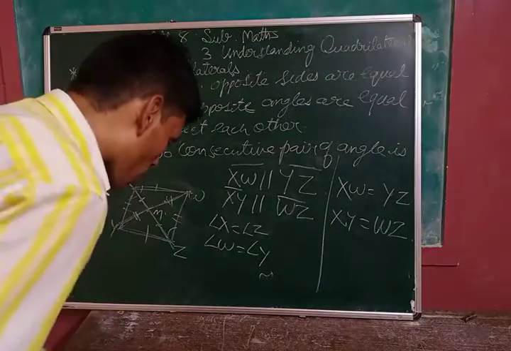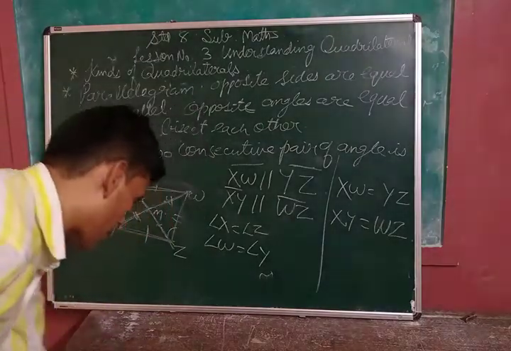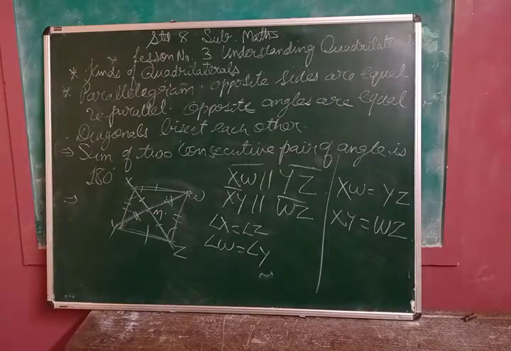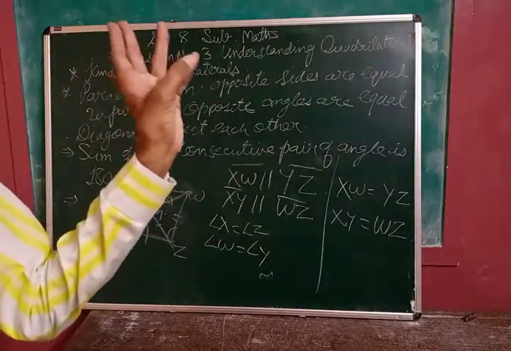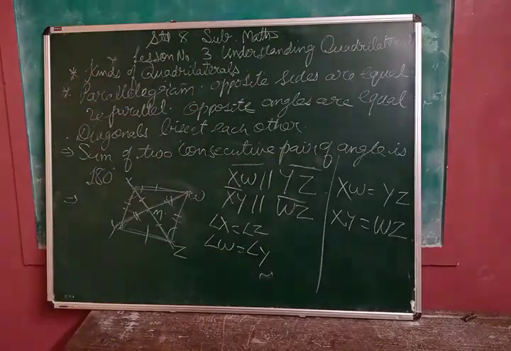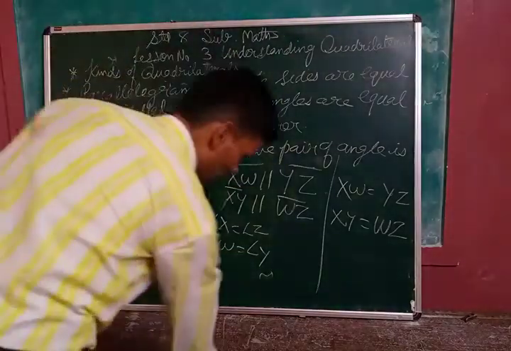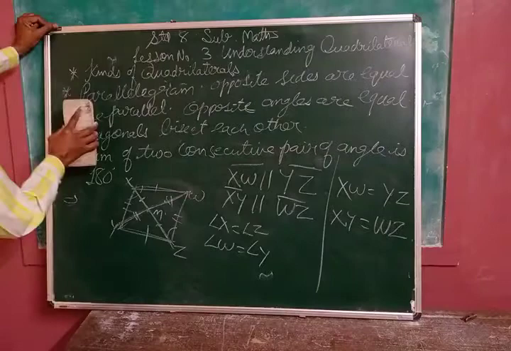Next, types of parallelogram. There are different types of parallelograms. Square, rectangle, rhombus. These are the three types of parallelograms. Let us see their properties.